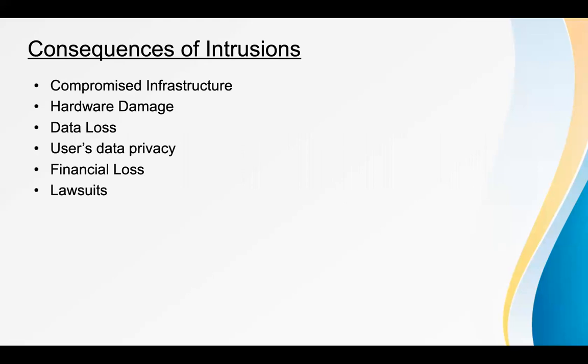So what can be the consequences of intrusions? They can compromise all your infrastructure. They can cause damage to hardware, like in the Stuxnet case, and there can be data loss. This is one of the worst things, because data is more important than anything else at this point in time. There are also users' data privacy, financial loss, and lawsuits that can affect the company if their system is hacked.